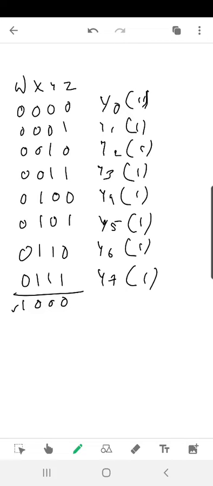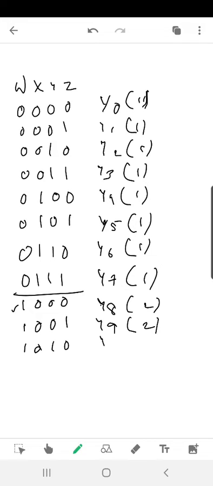So when I talk about 1000, it represents 8. So we will get output at Y8, which is actually the first output of decoder number 2. Then 1001 represents 9, so we will get output at Y9 of decoder number 2. Then 1010 represents 10, we will get output at Y10, which is of decoder number 2. Then 1011 represents 11, we will get output at Y11, which is a part of decoder number 2.